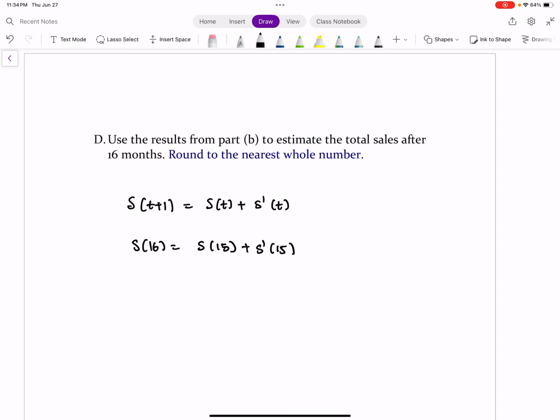So this one is 48,000 plus 2,560, right? And when you add this, it becomes 50,560 DVDs. So after 16 months, the total sales will be approximately 50,560.